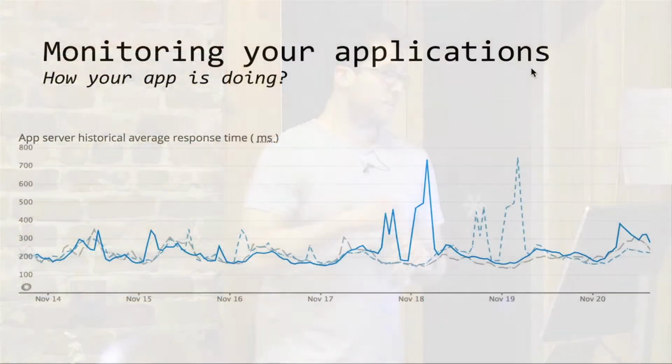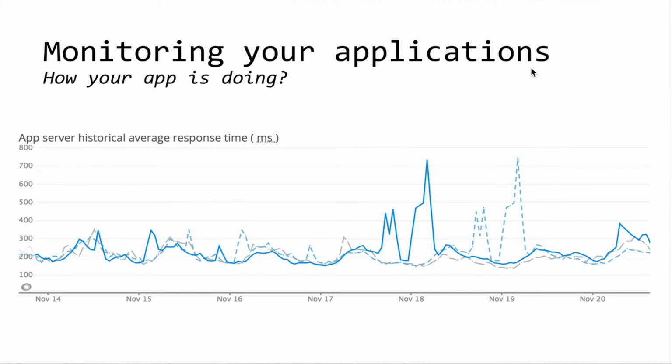Speaking of monitoring, this is from one of the most popular Node.js monitoring products. I'm not saying what the name of it is, but I guess you know.